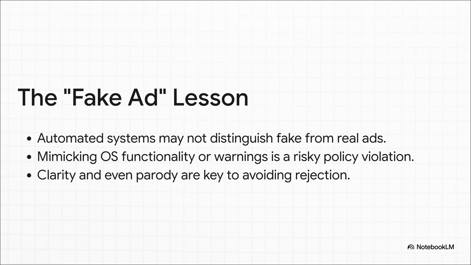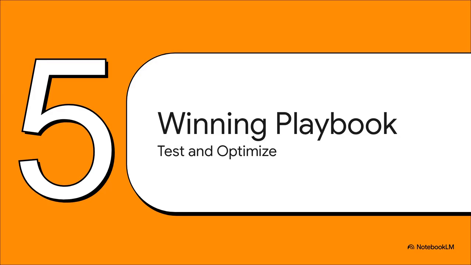So the takeaway is this. If your game is a parody of ads or system alerts, you have to make it wildly, absurdly obvious that it's all just part of the game. So you did it. You built a compliant ad, you navigated the policies, and it got approved. You're done, right? Ha, not even close. Getting your ad live is just the starting line.